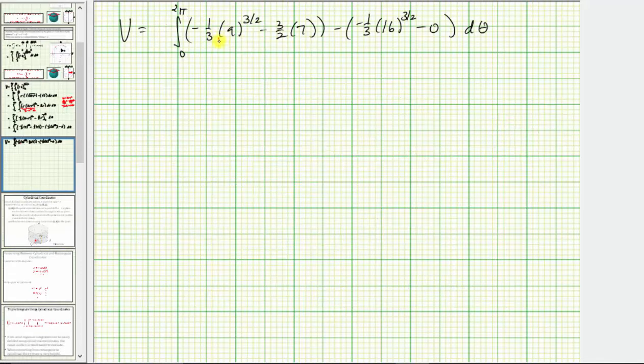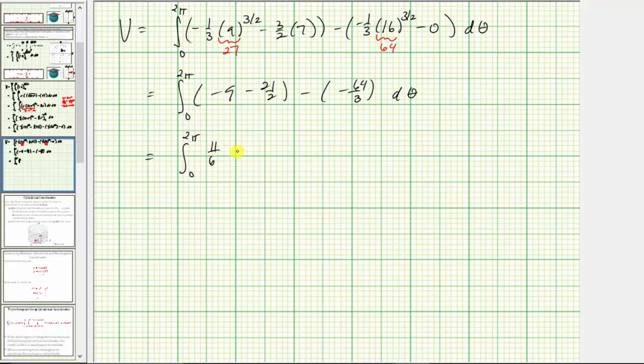9 to the 3/2 is equal to 27. 16 to the 3/2 is equal to 64. This simplifies to negative 9 minus 21/2, and we have minus. This simplifies to negative 64/3. And all of this simplifies to 11/6. So we have the integral from 0 to 2 pi, 11/6 d theta. And now we integrate with respect to theta.